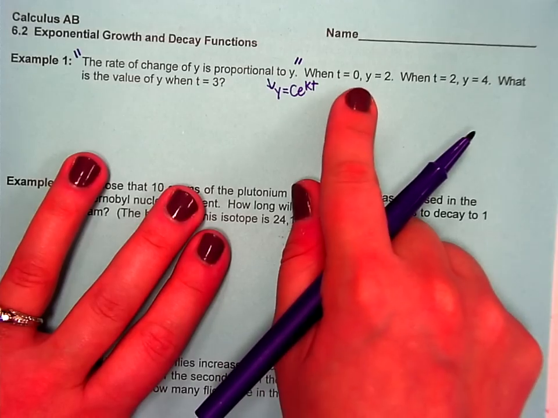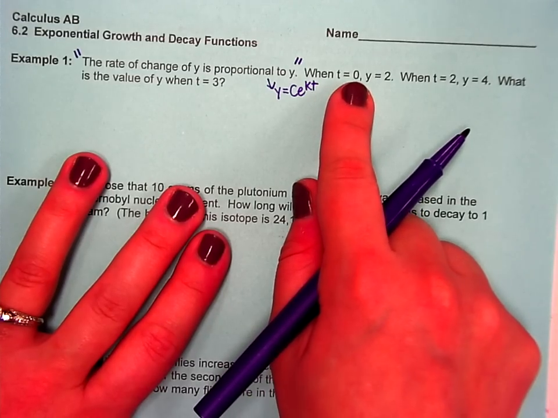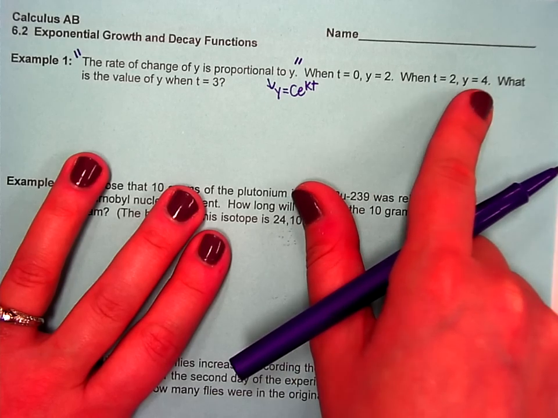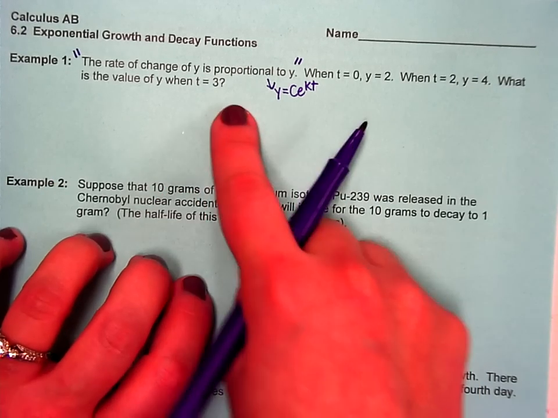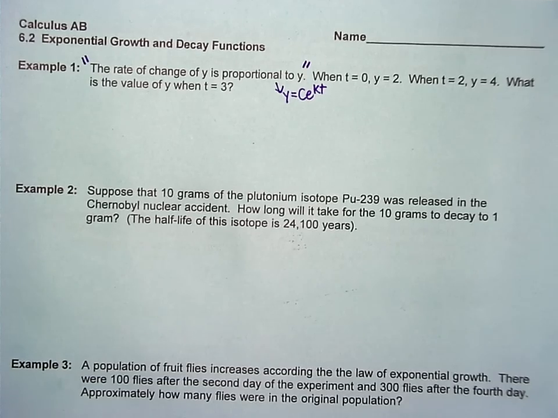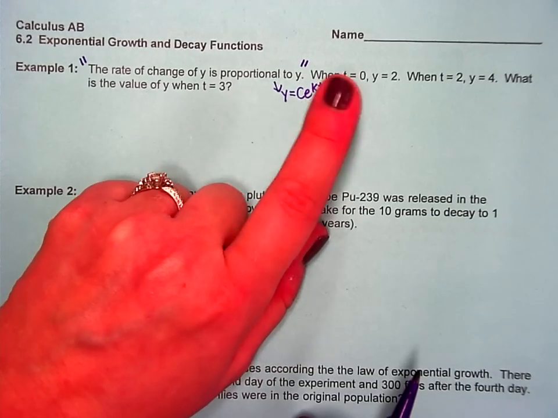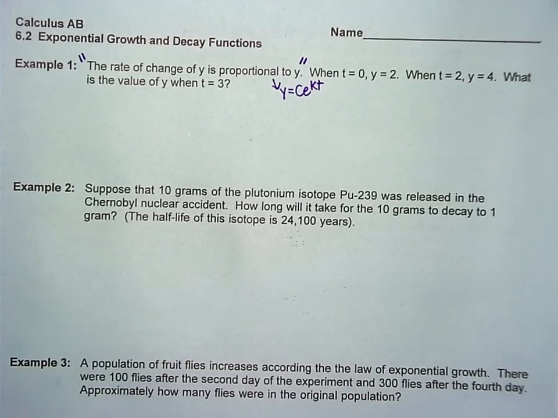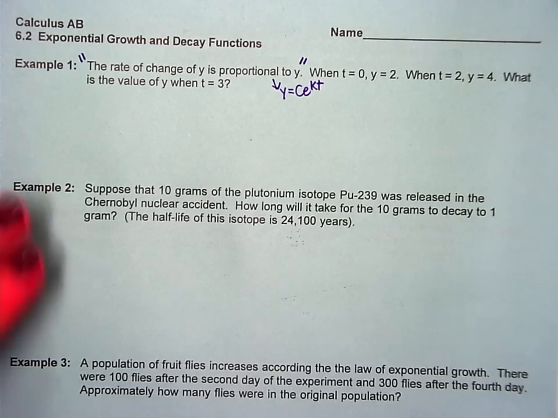So they give you some information. They say at time 0, my initial condition is 2, and when time is 2, my y value is 4. And what's the value of y when t equals 3? So there's really two components to this problem, right? The first thing you have to do is establish this equation, which means you have to solve for the c and the k in the equation. And then the other part is then answering the question that's at the end. So it says, what's the value of y when t equals 3?